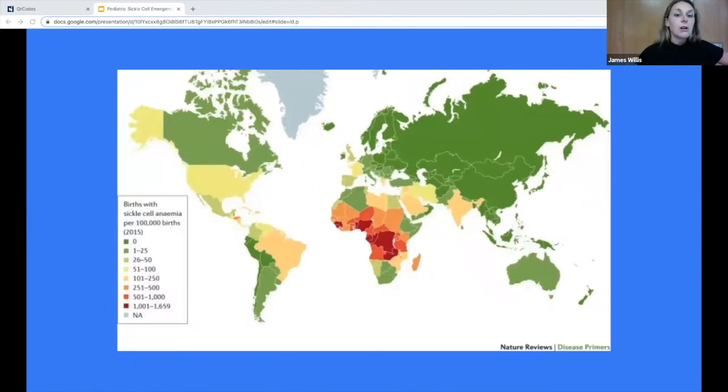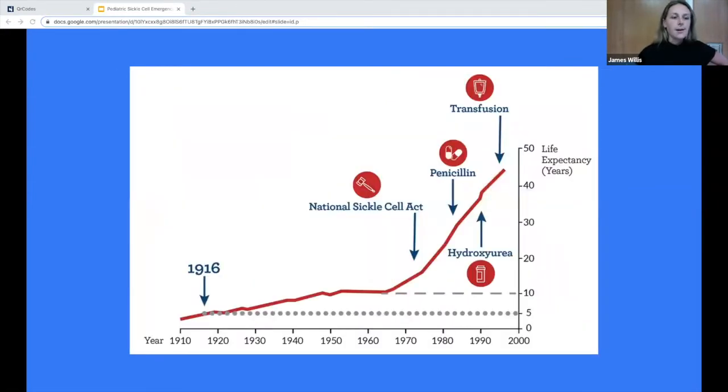It is the most common genetic disease in the United States, affecting approximately 100,000 Americans. About 1 out of every 365 African-American births, a patient has sickle cell disease, compared to like 1 out of 16,000 Hispanic American births. So it's very common. It's also more prevalent since many advancements recently.